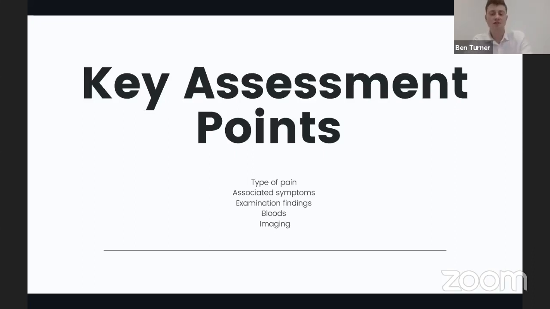The examination findings of where the patient's tender. The blood tests that we've got, so always looking at the CRP and white cells on surgery, plus minus any other tests relevant for the pathology. Like if you've got hepatobiliary pathology, you're extremely interested in the liver function tests. And then we'll move on to the imaging, so how the results of your imaging verify your differential diagnoses.